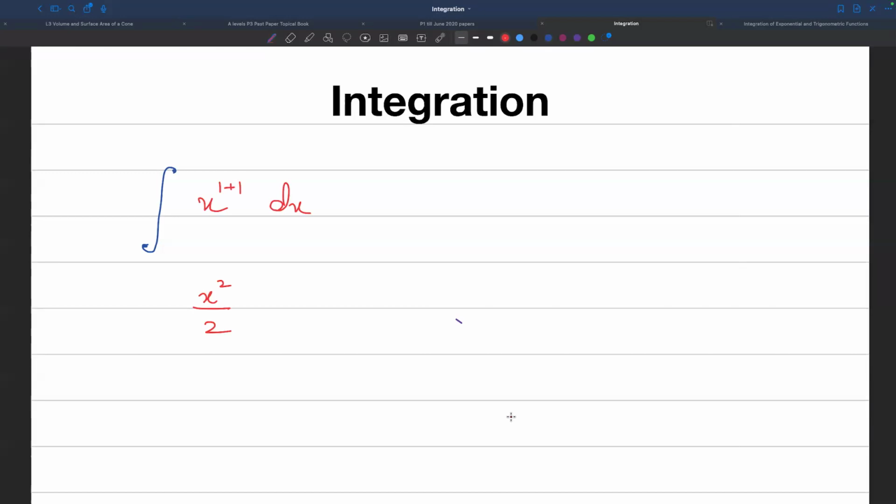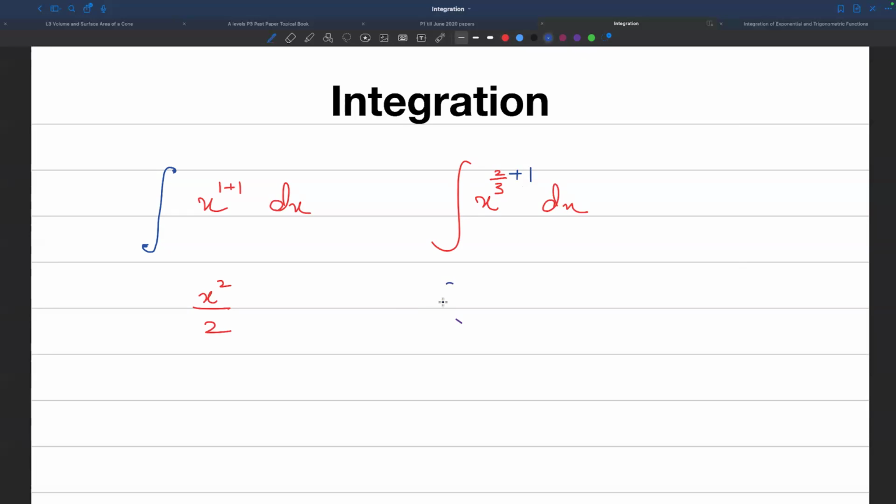So whatever you get for your variable, whatever power you have, you add 1 to the power, and then you divide it by the new power. That is the basic of integration. So I can write anything over here. Let's say I have to integrate x to the power 2 upon 3, right? All you will have to do is add 1 over here.